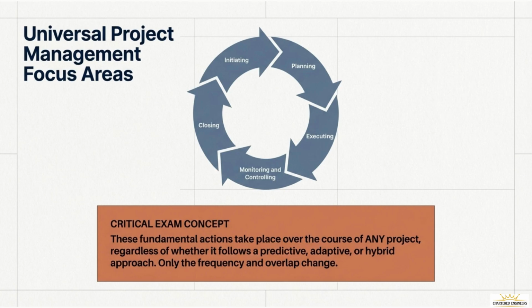What does change is the frequency and overlap of these actions. In a predictive project, you might have one big planning phase at the start. In an adaptive project, you are planning and executing every single day in small loops. You are closing small increments of work every 2 weeks. The work doesn't disappear, it just changes shape. So, on the exam, if a question asks if an Agile project needs a closing process, the answer is a resounding yes. Every project needs a formal finish. Now, let's see how all these theories look in the real world.